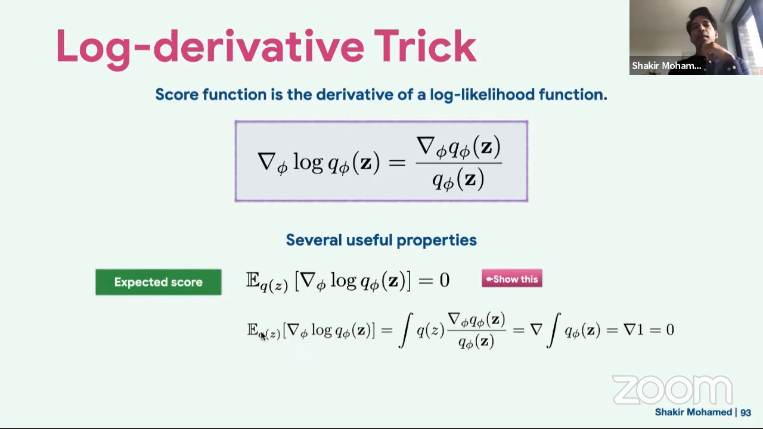It's very simple. You're going to just expand this gradient of the log with this trick by replacing it by grad q divided by q. You'll see that q and q are going to cancel. And then you can basically interchange the gradient and the integral. And because this is a distribution, it will integrate to 1. And the gradient of a constant is 0. And so that's basically what you can do here.